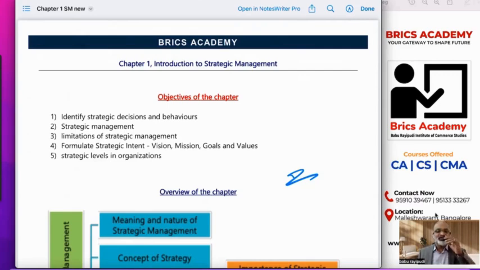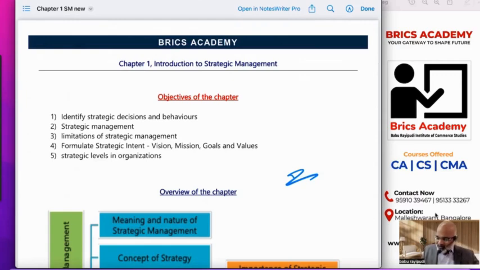Out of 5 papers, this first chapter plays a very important role, because if you don't understand the first chapter, 101%, you won't be able to understand the other chapters, because the first chapter has a direct connection with all the other 4 chapters. Okay, let us understand like this.